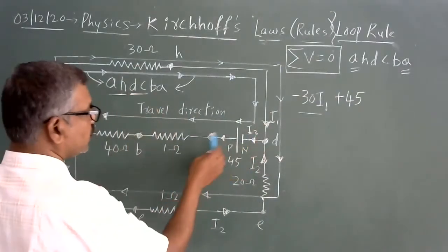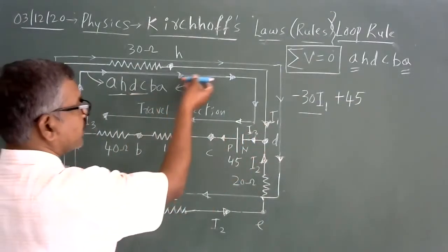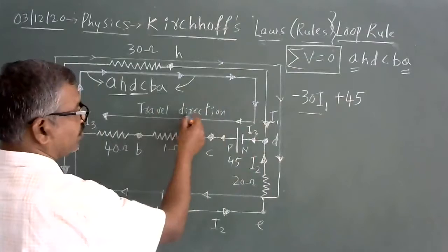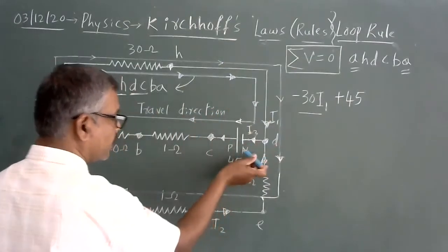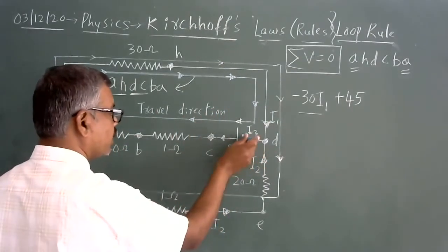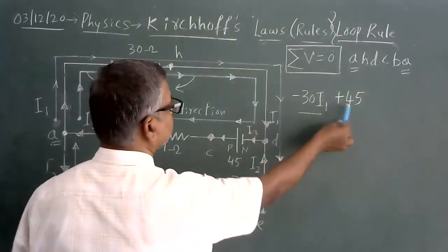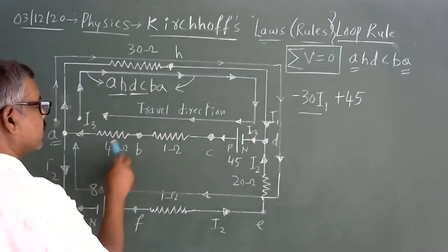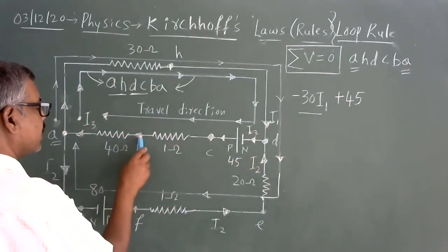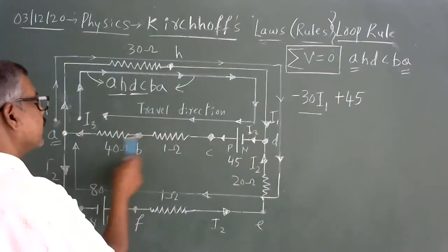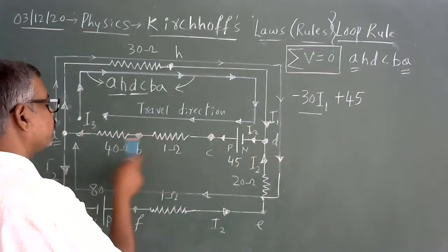Because from D to C there is a cell, and the direction of travel enters from N and goes to P, it is entering from lower potential, I can say negative potential. Hence, I can take plus 45. Next, we have two resistors which are in series. Whenever resistors are in series, they can be added: 40 plus 1, 41.